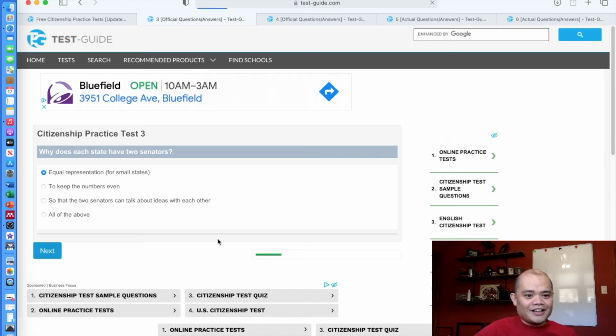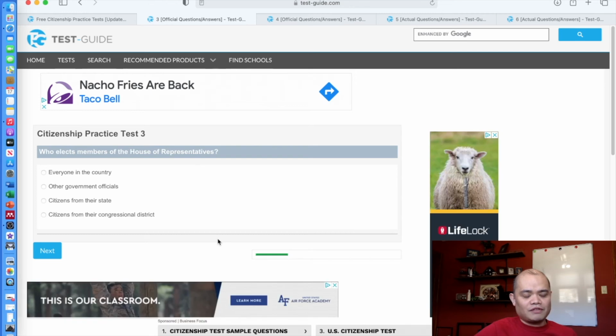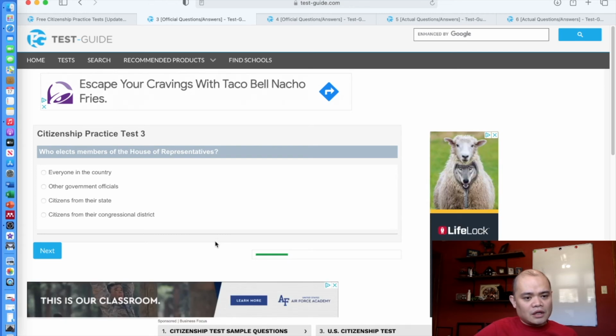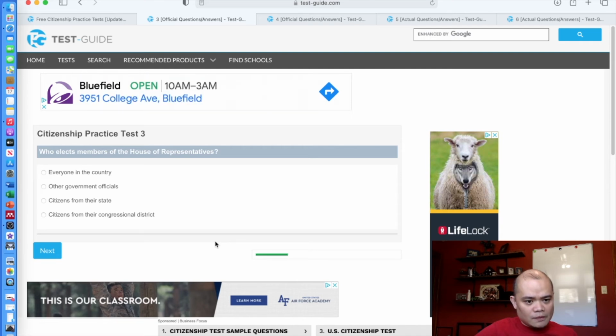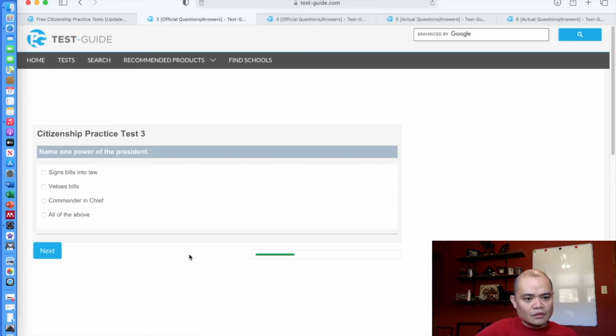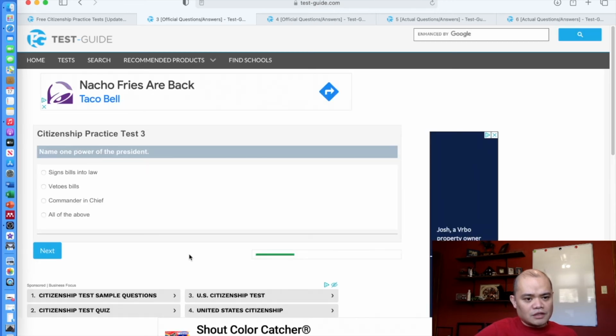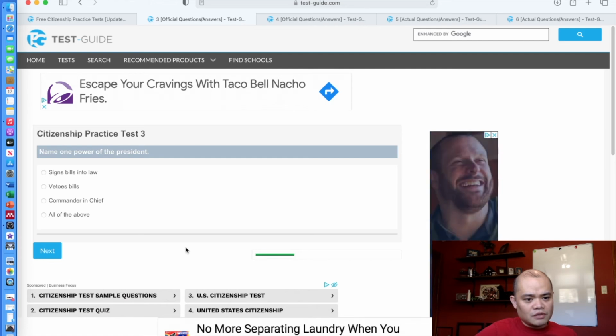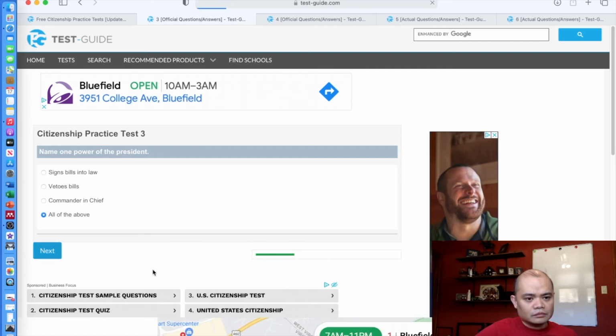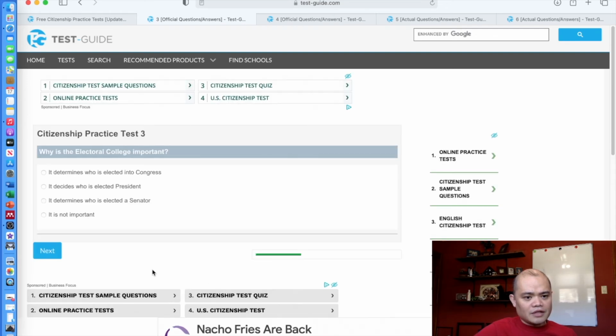Okay. Next, who elects members of the House of Representatives? I think that would be the citizens of their district. Congressional District D. Name one power of the president. Signs bills into law, vetoes bills, manage, all of the above. Why is the Electoral College important? Because it determines who wins the presidency, right? It decides who is elected the president. Okay.